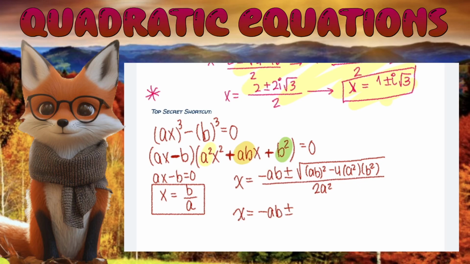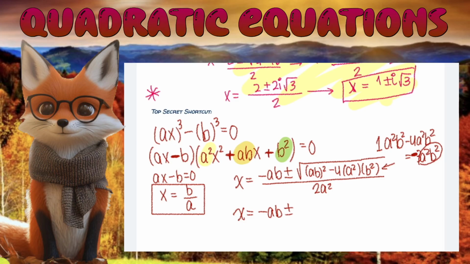Now here, what do I really have going on inside the radical? I have a squared b squared minus 4a squared b squared. Can we all see that? So you have 1 a squared b squared minus 4 a squared b squared, which gives you a negative 3 a squared b squared, right? Negative 3 a squared b squared happening under the radical. The negative will come out. Square root of a squared and square root of b squared can also come out. The 3 has to stay inside.